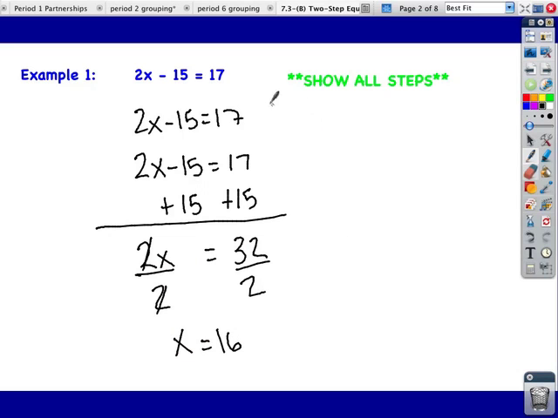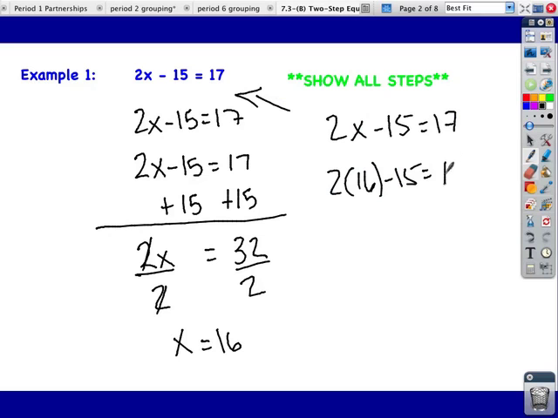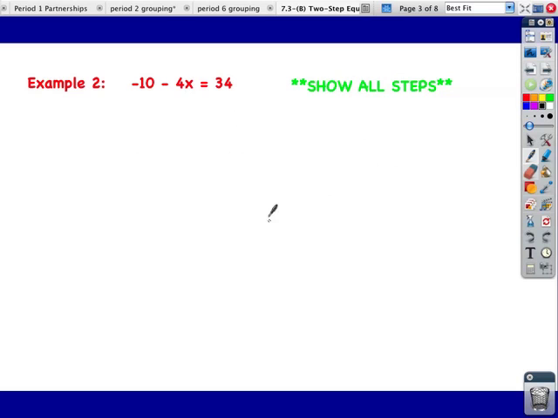Again, we could check it. We could plug in 16 for x to see if it works. Let's see. 2 times 16 minus 15 should equal 17. 32 minus 15 should equal 17. And indeed, 17 equals 17. It's always good to check your work. All right, let's do a few more.